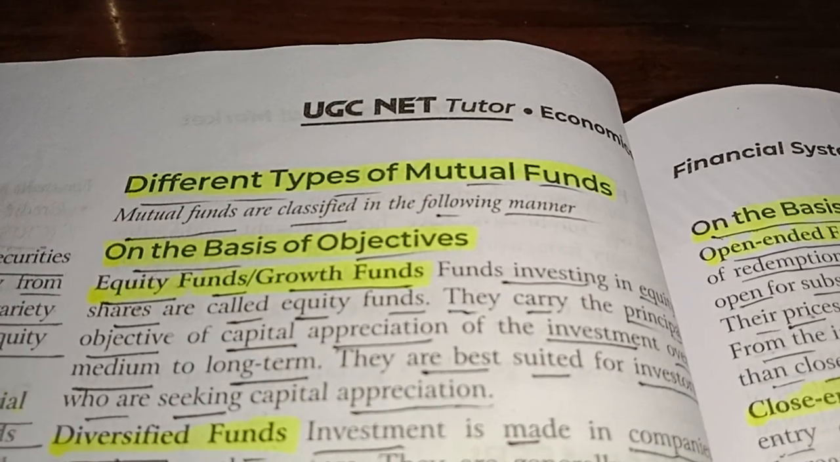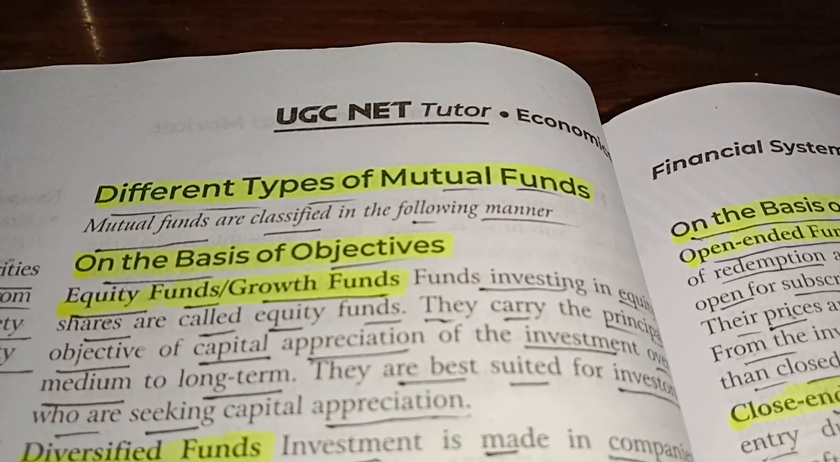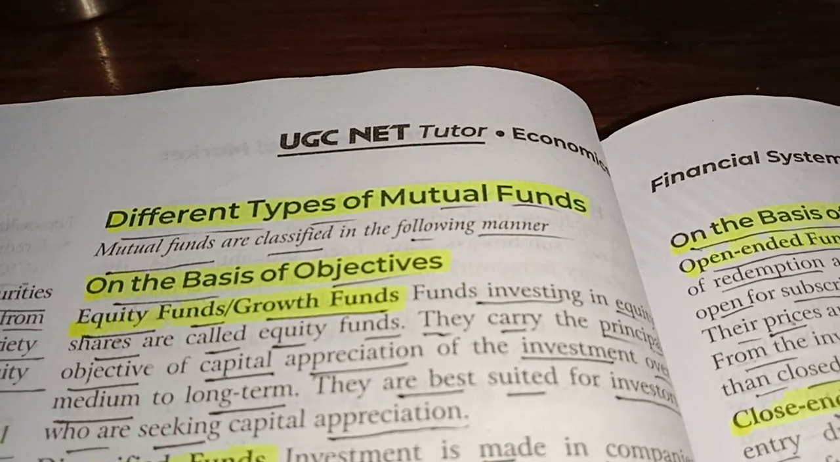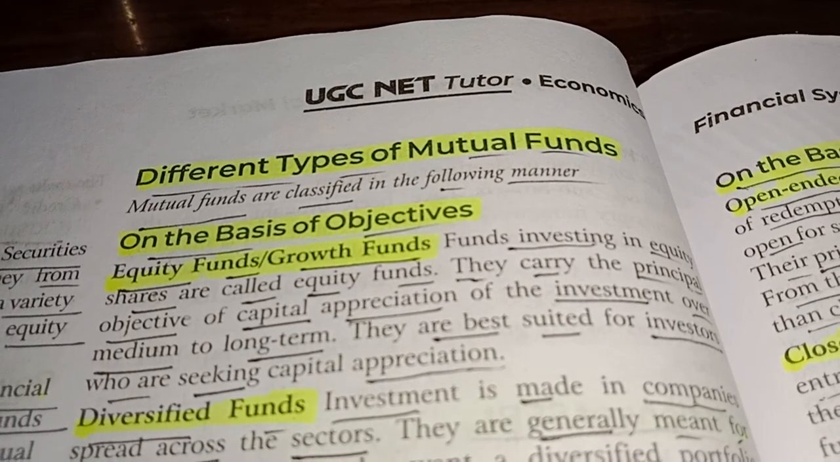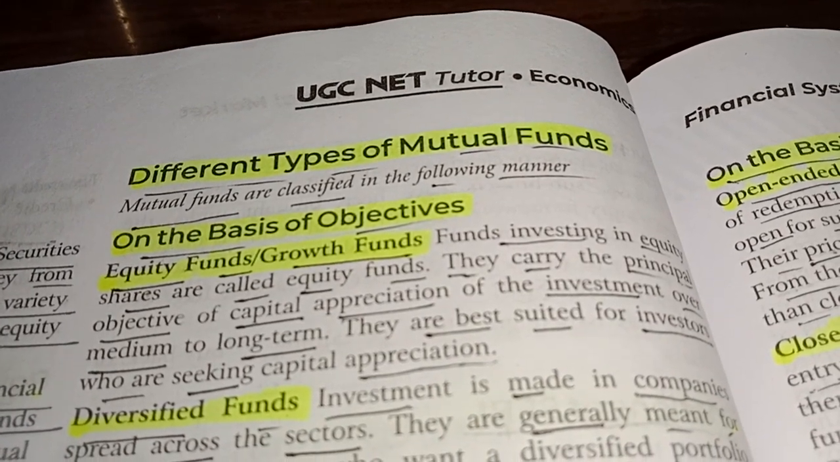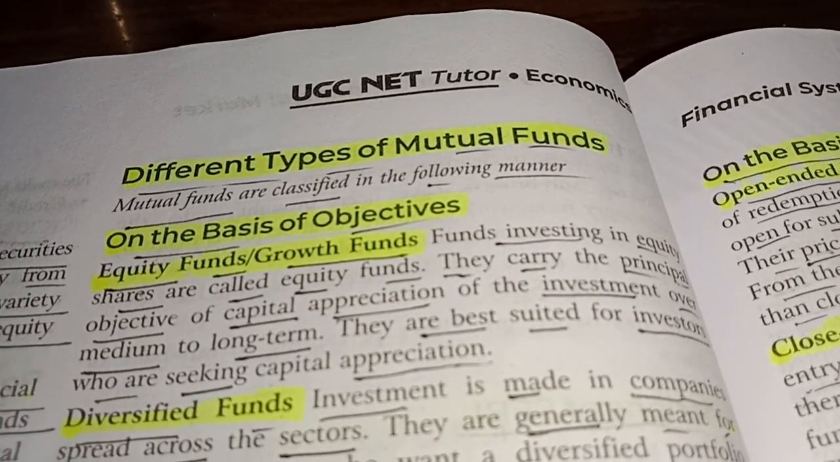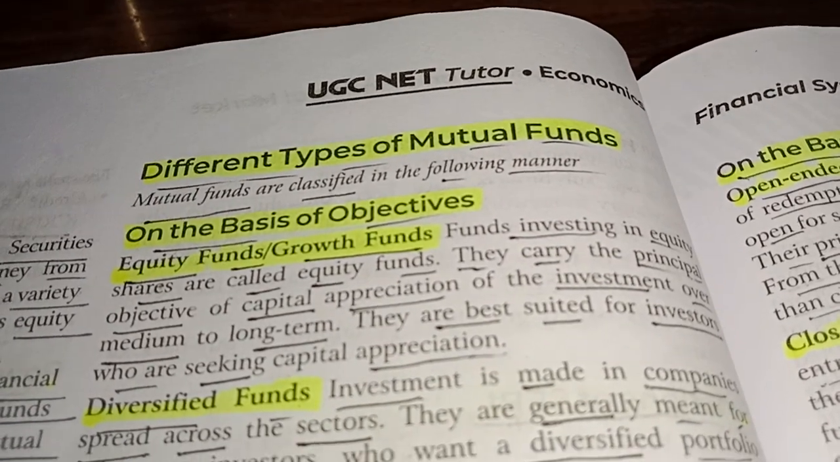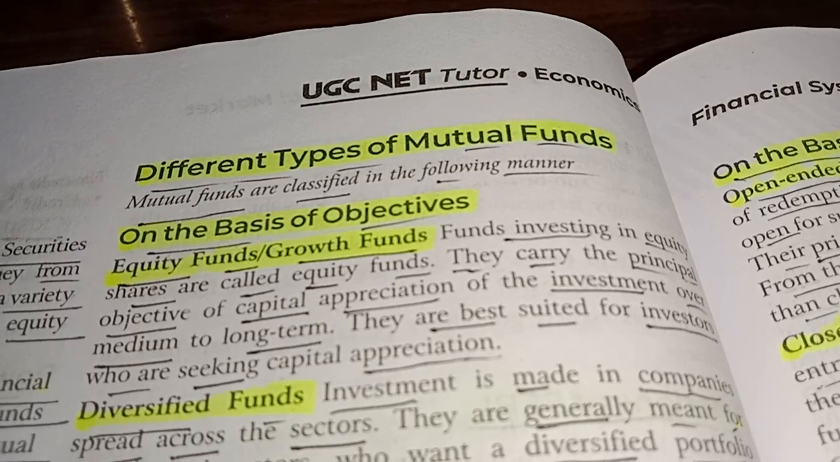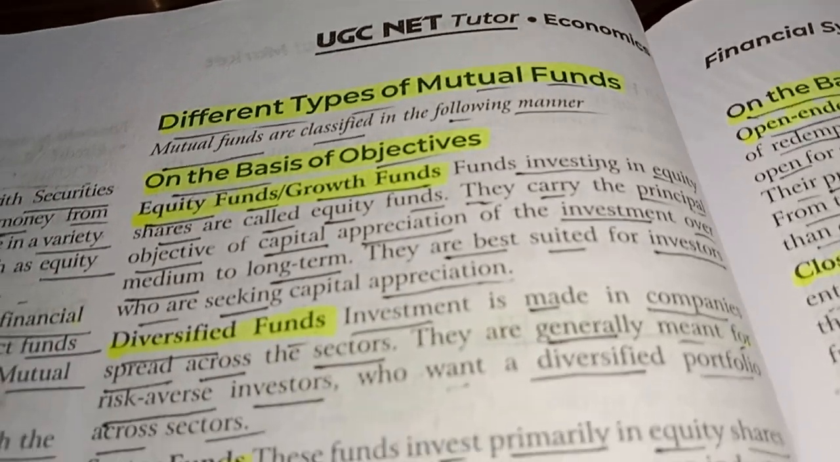Define types of mutual funds. Mutual funds are classified in the following manner on the basis of objective. Equity funds, growth funds. Funds investing in equity shares are called equity funds. They carry a principal objective of capital appreciation of the investment over medium to long term. They are best suited for investors who are seeking capital appreciation.